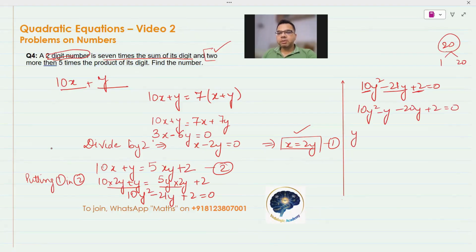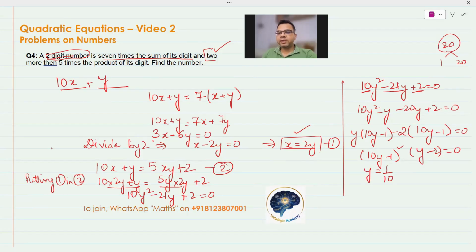I'll take y common from here. It becomes 10y minus 1. And I'll take 2 common from here. It becomes 10y minus 1 again. So it becomes 10y minus 1 and y minus 2 equals to 0. So y is either 1 by 10 from here, right? Or y equals to 2. So if I take y as 1 by 10, I won't be able to find the two-digit number. So I can't take this. Only thing that I can take is y equals to 2.